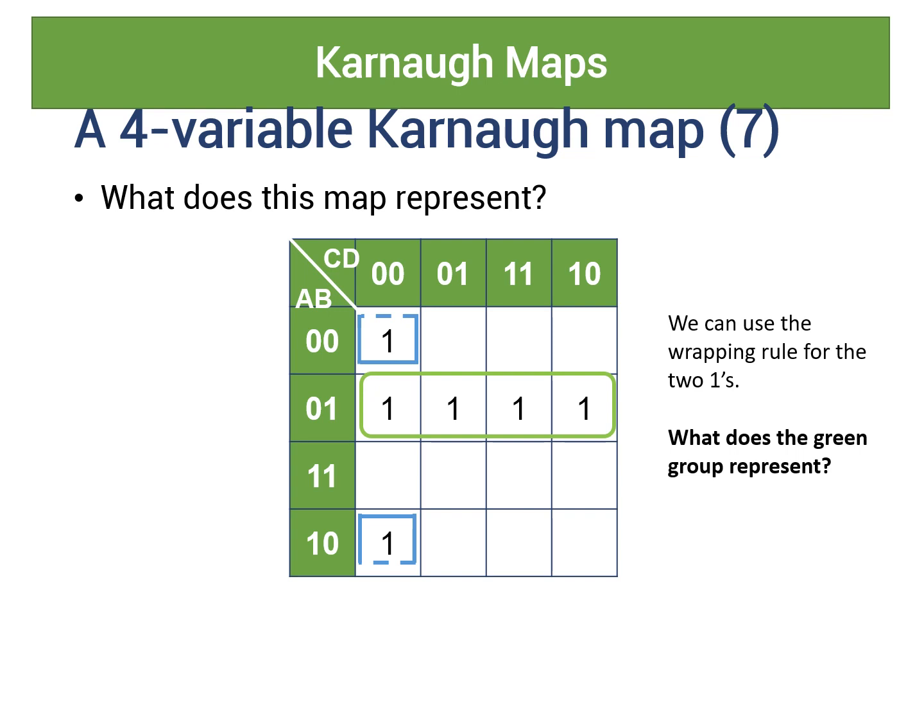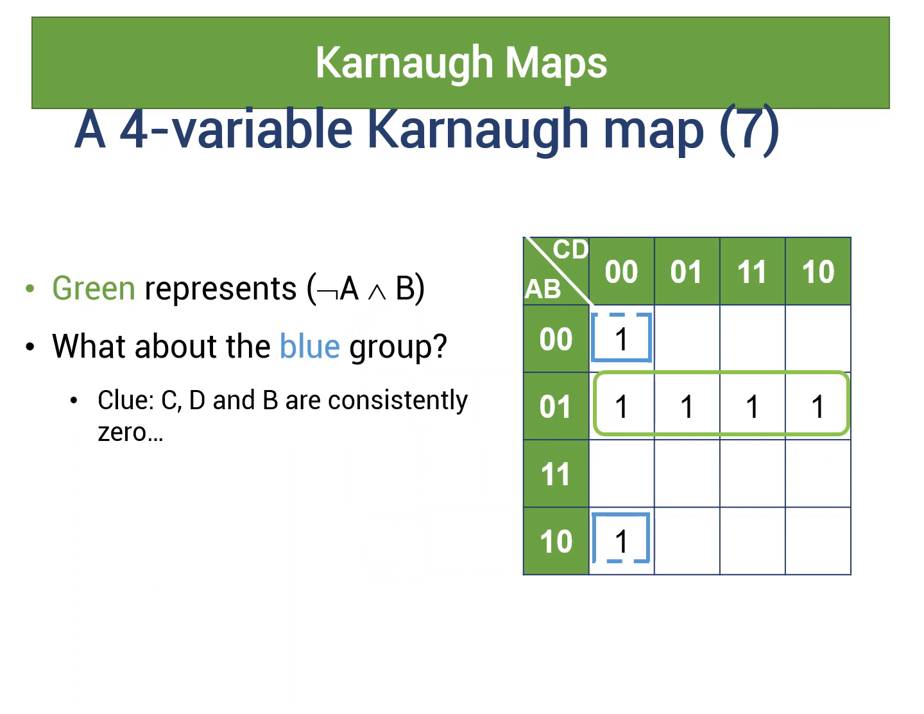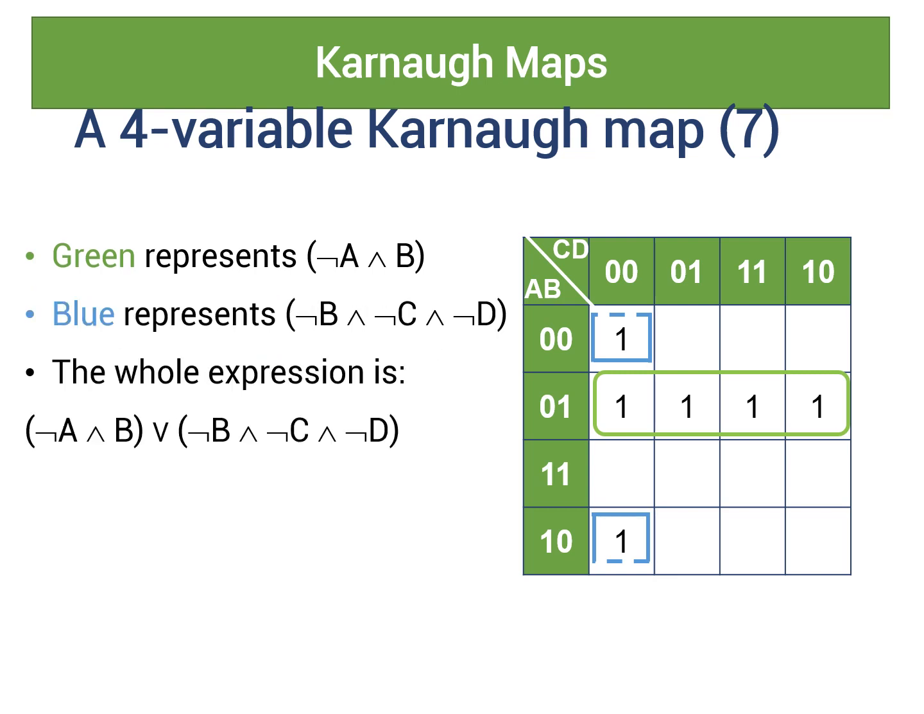What does the green group represent? So green is actually not A and B. You can just read across that row there, not A and B. That's when it's true. What about the blue group? This is a little bit harder. It's not B and not C and not D. That's actually the simplest way we can create that. So the whole expression becomes not A and B, or not B and not C and not D.